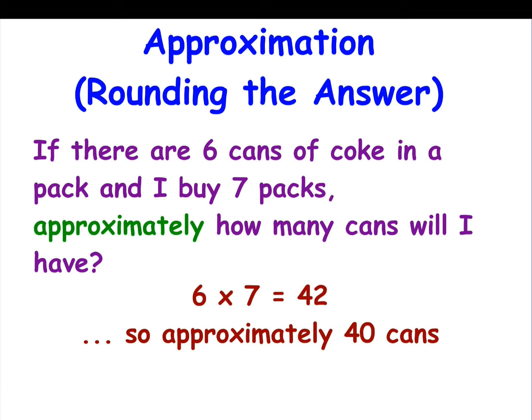Now let's look at approximation, and this is where we round the answer. So if there were 6 cans of Coke in a pack and I buy 7 packs, approximately how many cans will I have? So when you do the exact maths of 6 times 7, you end up with 42 as an answer. But they want us to give an approximation. So approximately you'll end up with 40 cans. So approximation is where you round your answer to a nice sensible number.